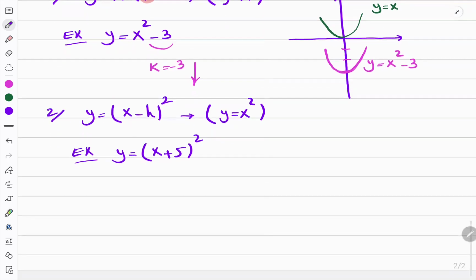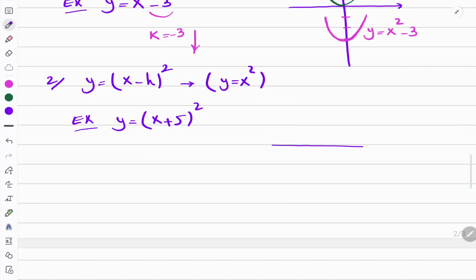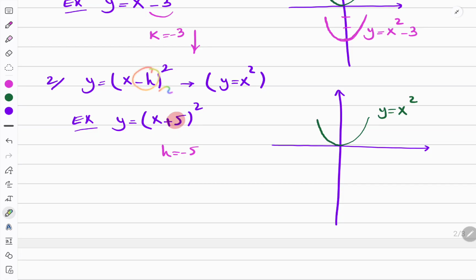So if I'm going to sketch this, this is y equals x squared, and h here is negative 5 because we have minus h, which is plus 5. So h is negative 5, so we should move 5 units to the left.